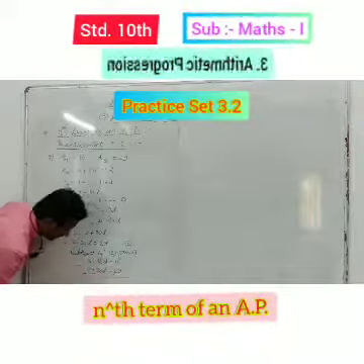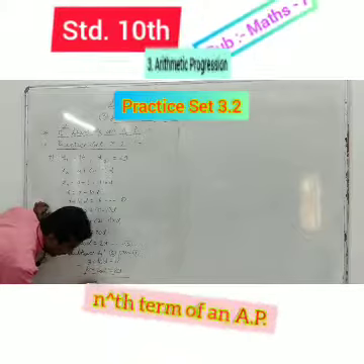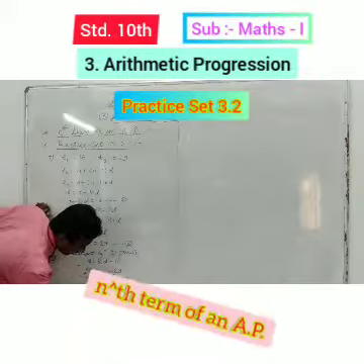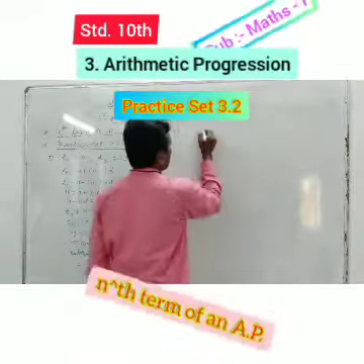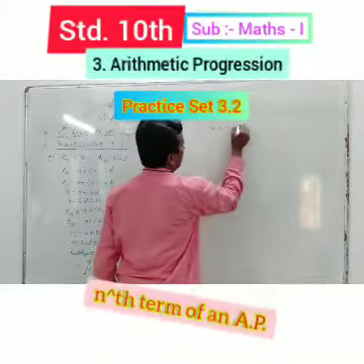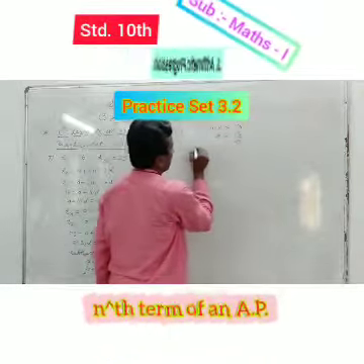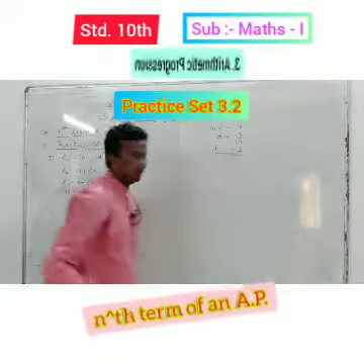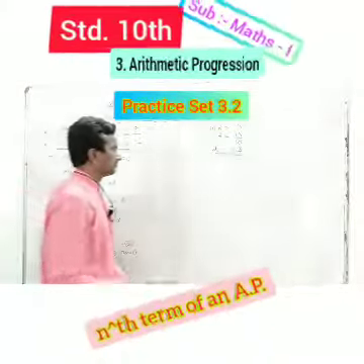Plus becomes minus. A minus a gets cancelled. 10d minus 20d is minus 10d is equal to 16 minus 29, which is minus 13. Therefore, minus 10d equal to minus 13. Minus minus becomes plus. Therefore, 10d is equal to 13. This means the value of d is 13 upon 10, that is d is equal to 1.3.